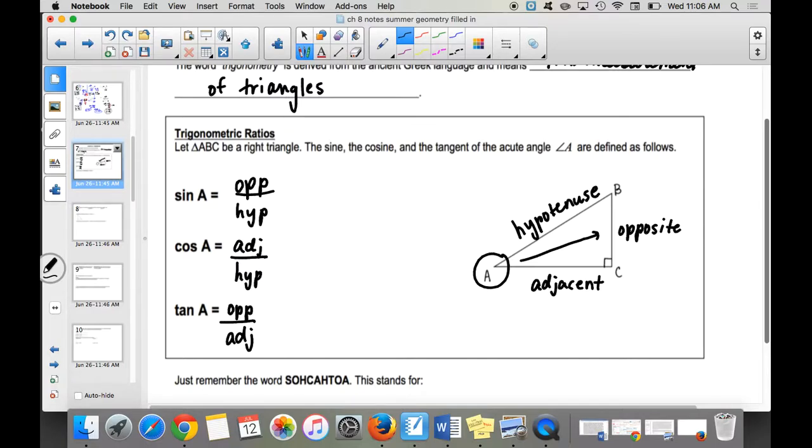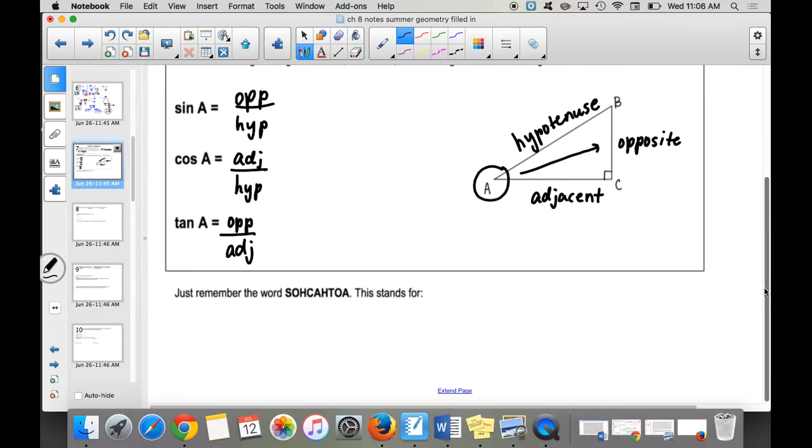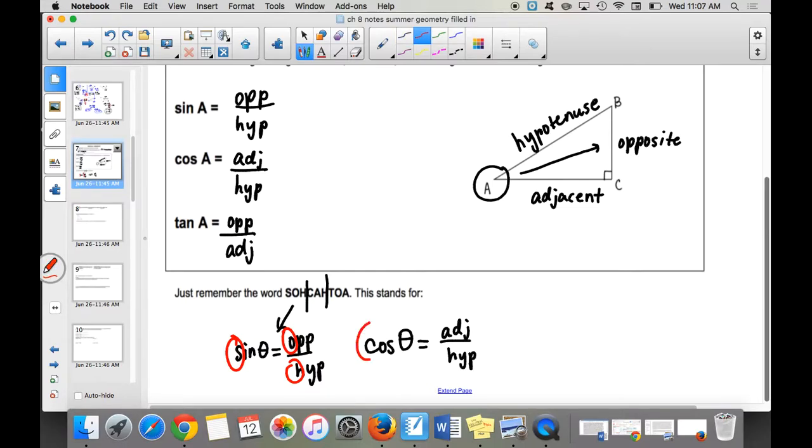The SO is S-O-H. So you kind of break it into its 3 parts. SOH is sine of the angle. Sometimes when I talk about angles, I use theta. Theta looks like a little O with a line there. So sine of some angle is equal to opposite over hypotenuse. That's where the SOH comes in. Do you guys get it? Then cosine of our angle is equal to adjacent over hypotenuse, so we have CAH. And the last one, tangent of our angle is equal to opposite over adjacent, so we have TOA.